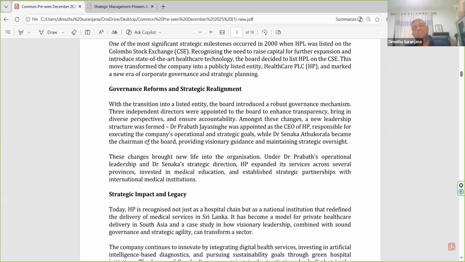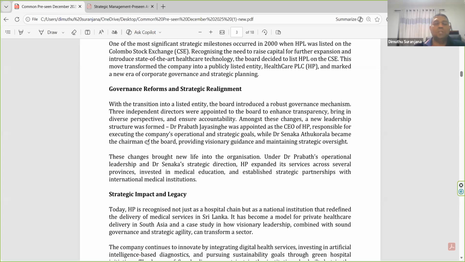So what we can assume is that before that, it was probably a one-man show, right? Dr. Sena Katipurla may have been playing the role of both the chairman and the CEO. Now a separate CEO was appointed. That is one of the requirements of the code of corporate governance. The CEO and the chairman should be separate persons.